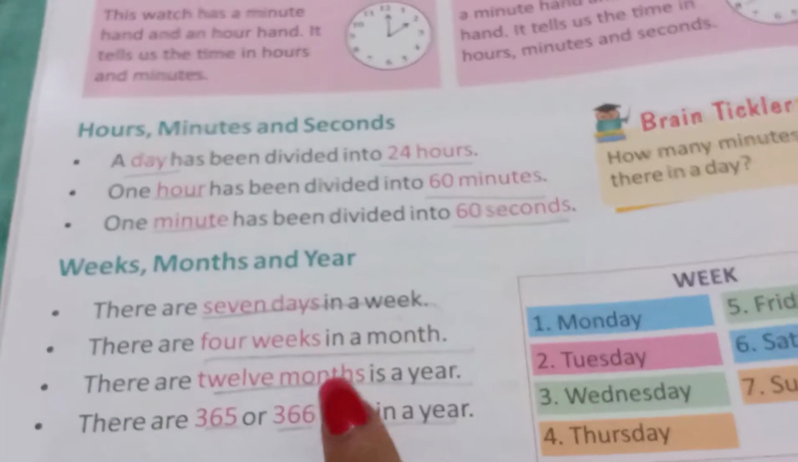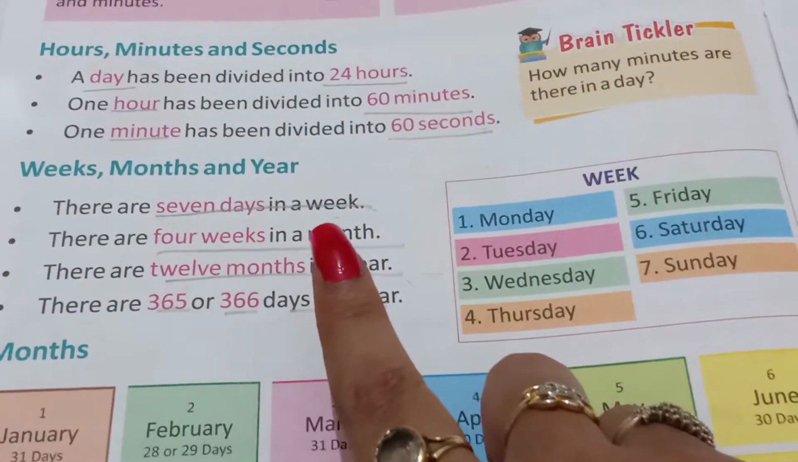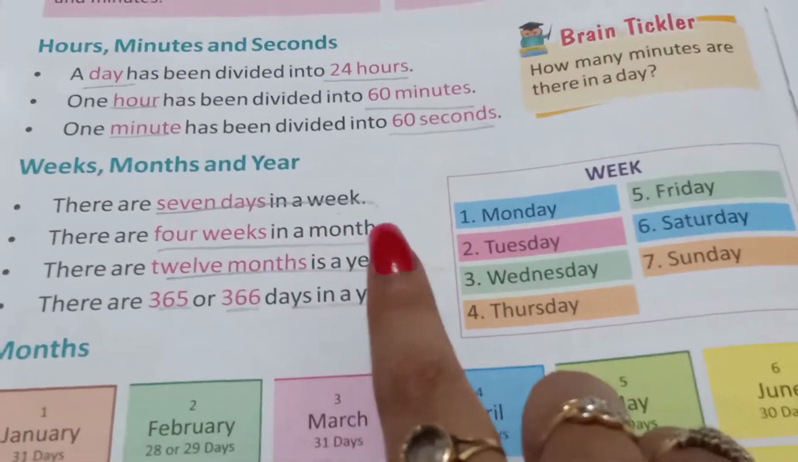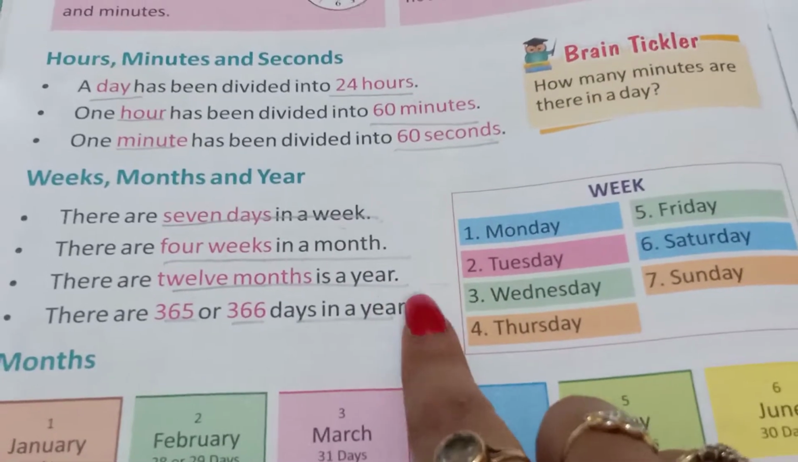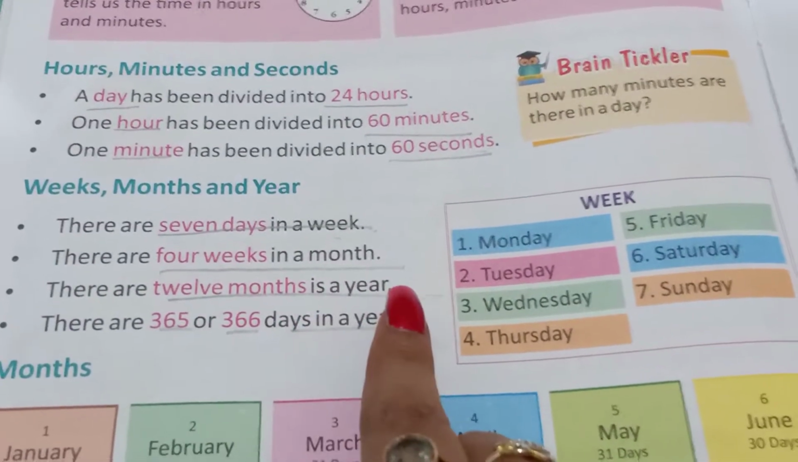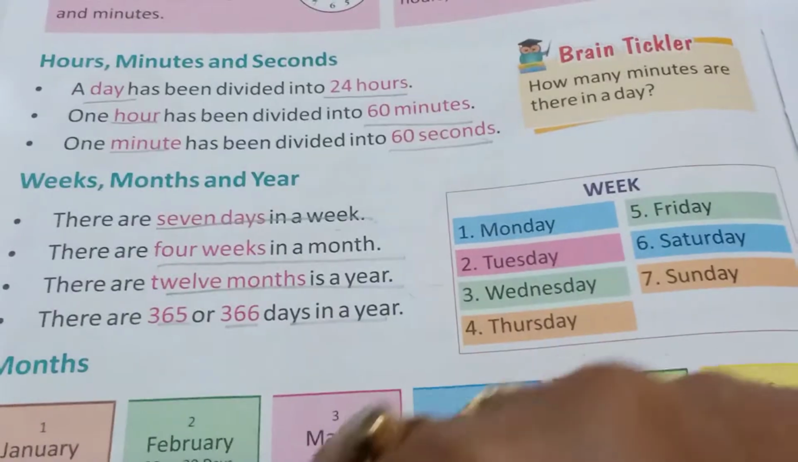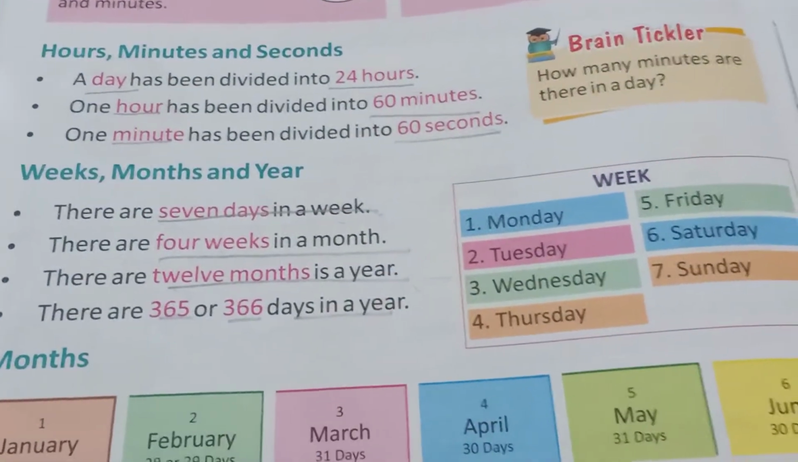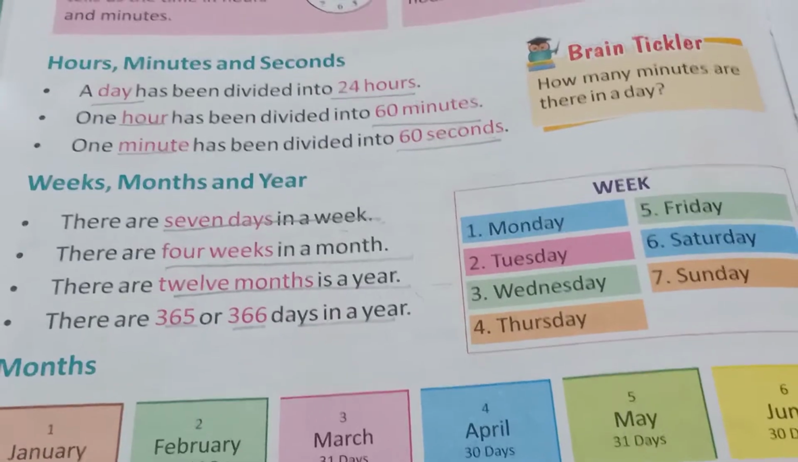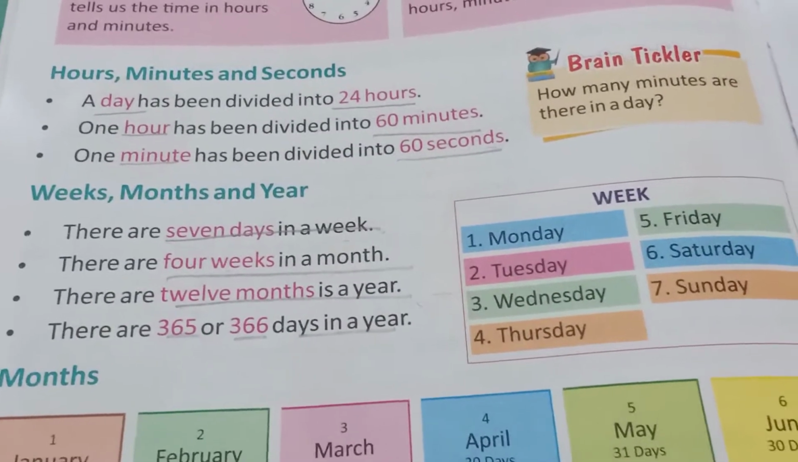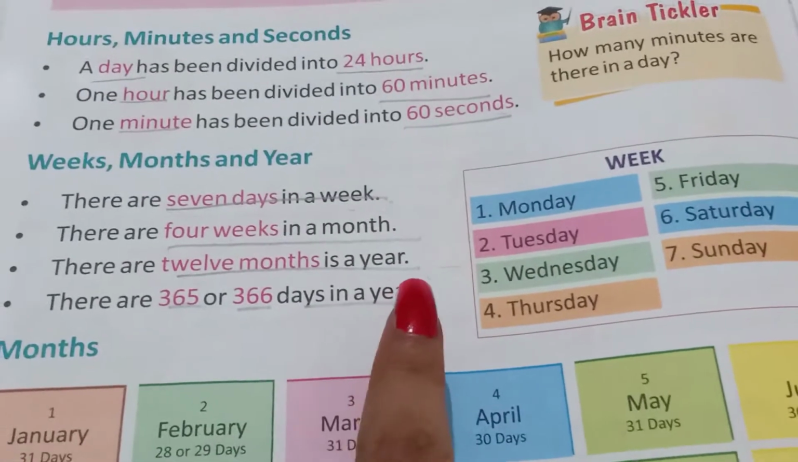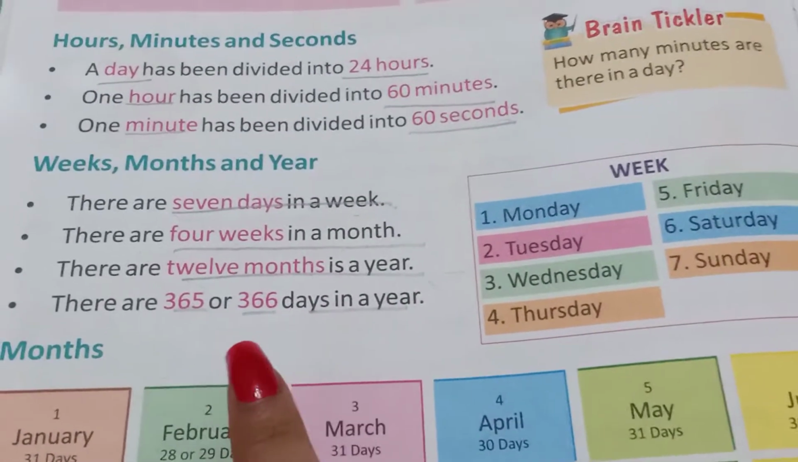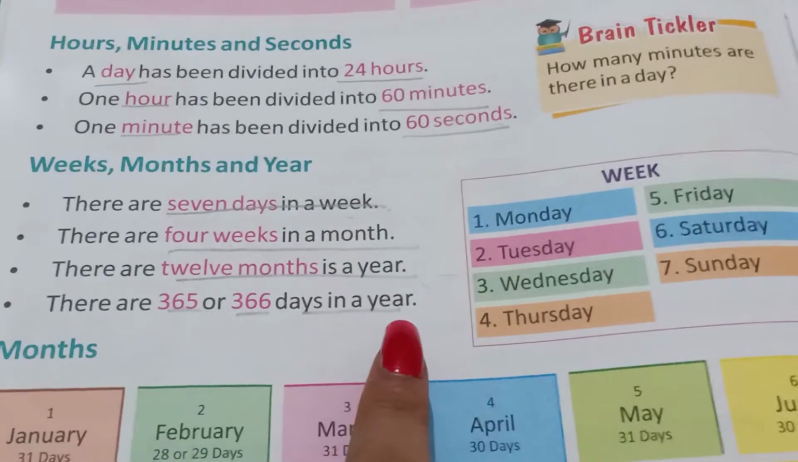Now coming to the next topic, weeks, months and year. Now there are 7 days in a week. You all know that. How many days are there in a week? There are 7 days. There are 4 weeks in a month. If you look at any one month in a calendar, how many weeks do you see? Almost 4 weeks. There are 12 months in a year and there are 365 or 366 days in a year.